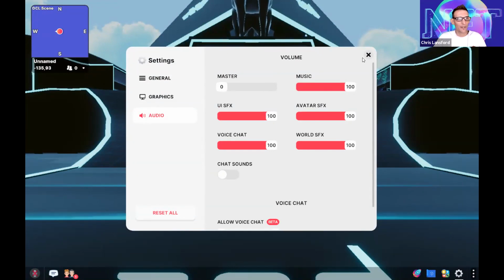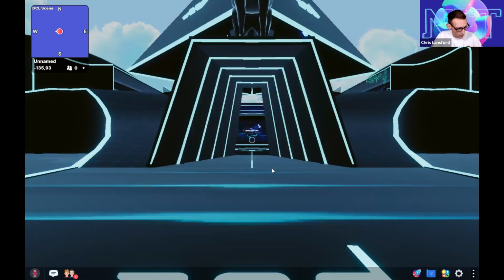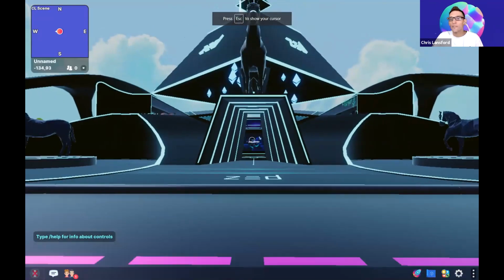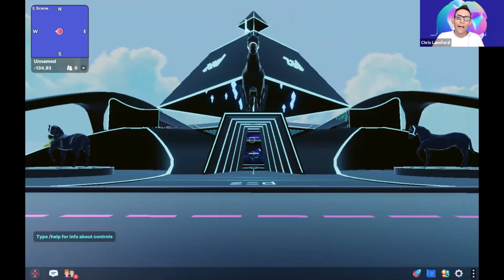Let me turn it off. All right. Yeah. So this is Zed Run's headquarters. Let me back up so we can get a look at it here. So this is inside of Decentraland. It's a new virtual reality place.